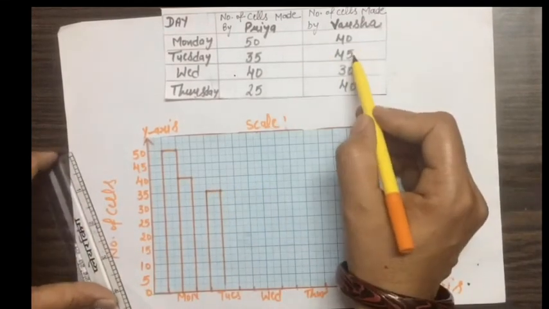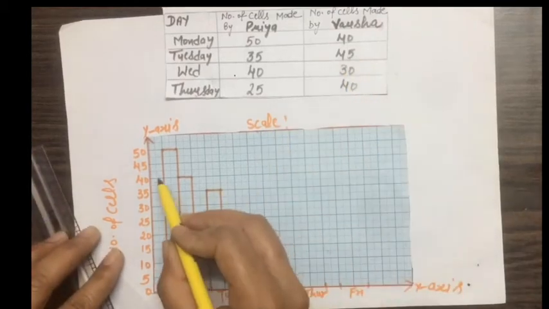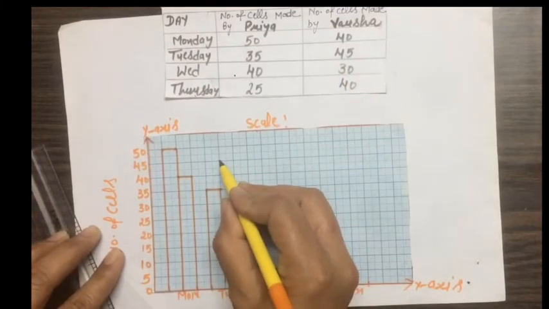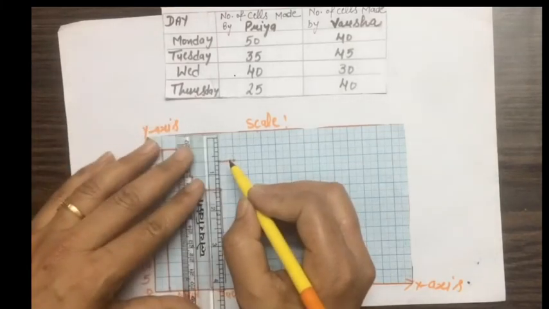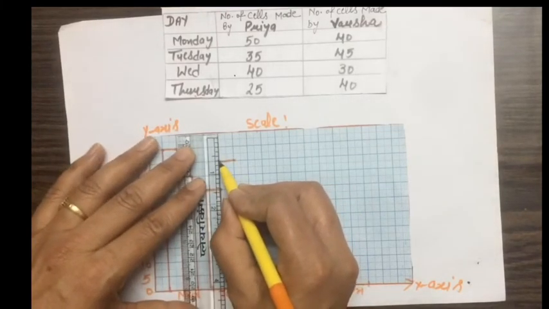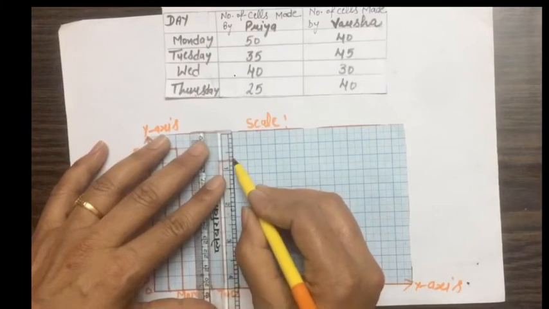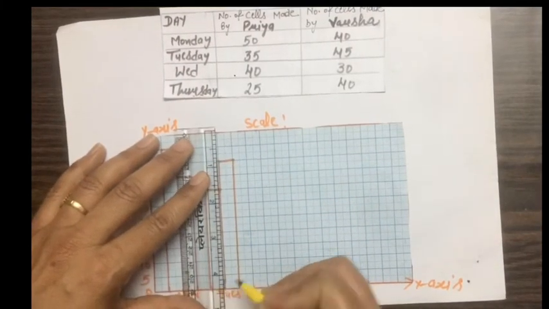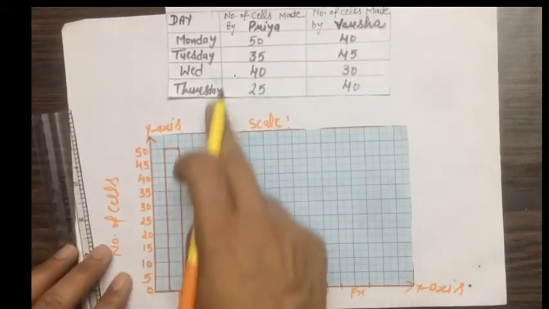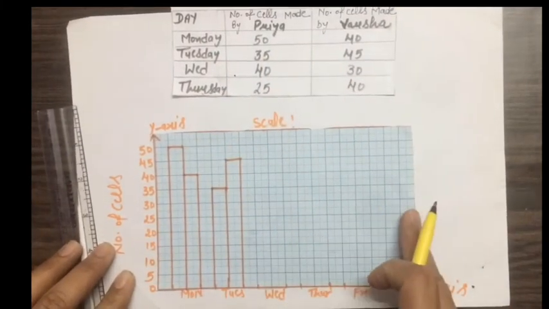And made by Varsha 45. So where is 45? Here. Put here 2 points again. Join these by a rectangle. 45. In similar way, we will represent this complete data. You can do it yourself.